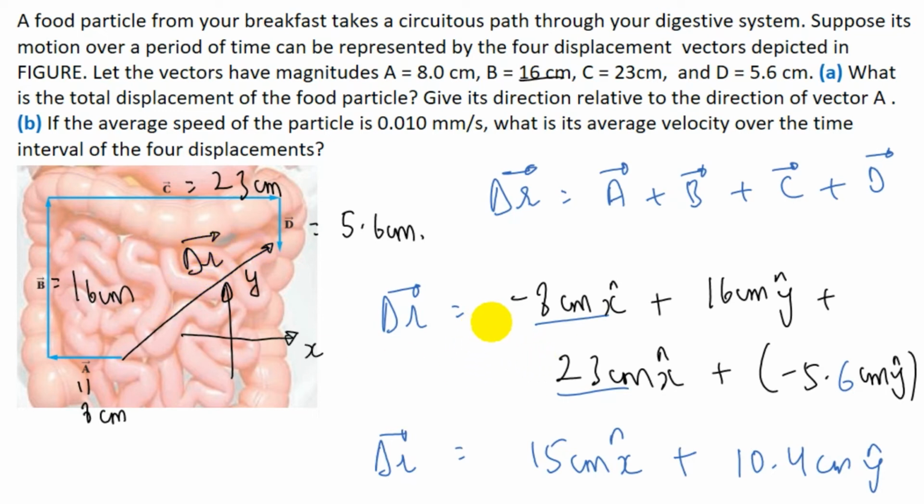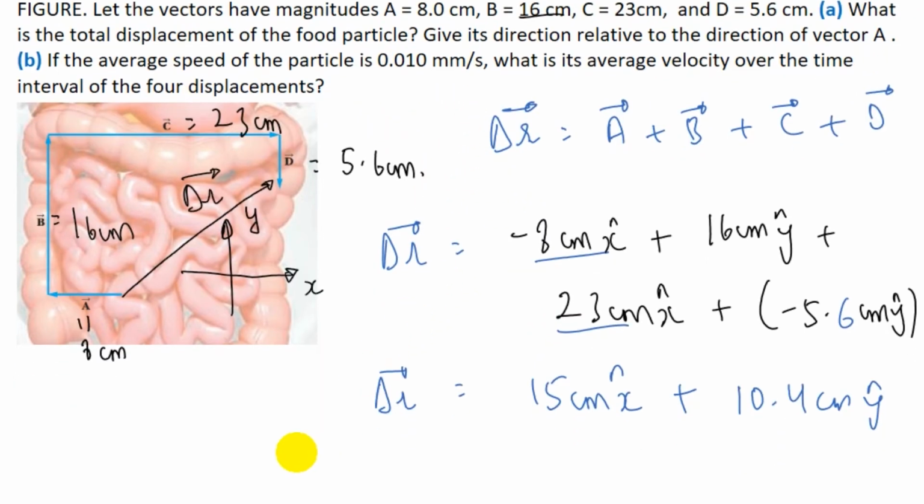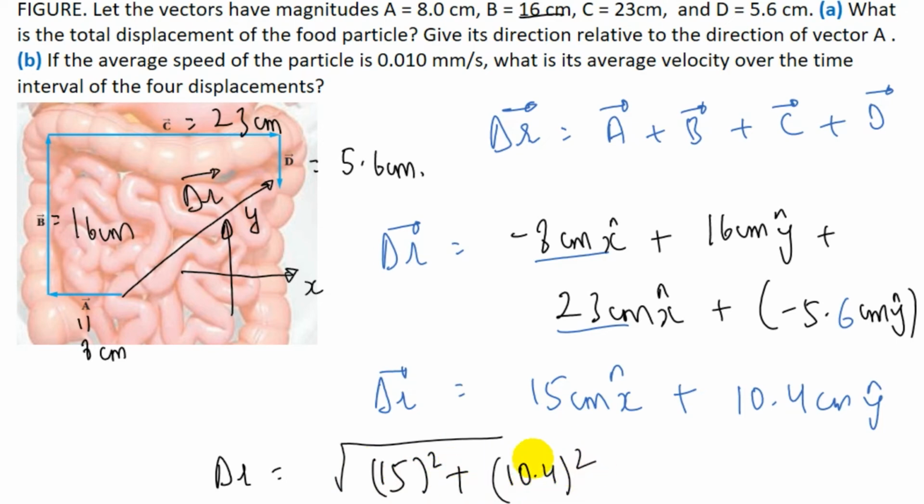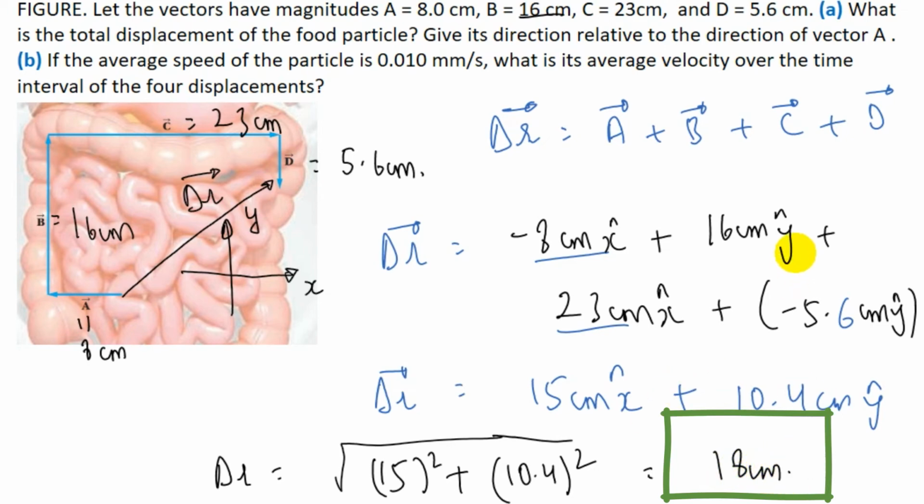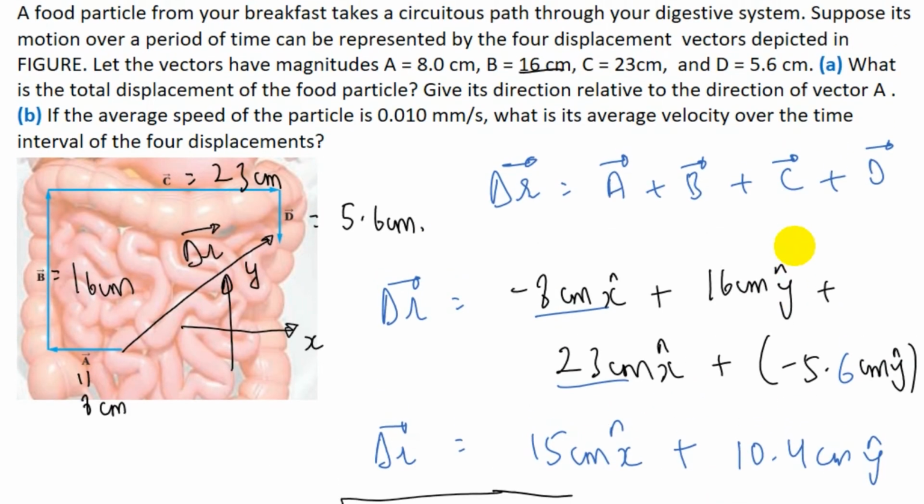Now, we have to find the magnitude. So for magnitude, it's pretty simple. Delta R will be under root X component square plus the Y component square. X component we have 15, Y component we have 10.4. So this will be equal to 18 centimeter. So this will be the answer for the A part.